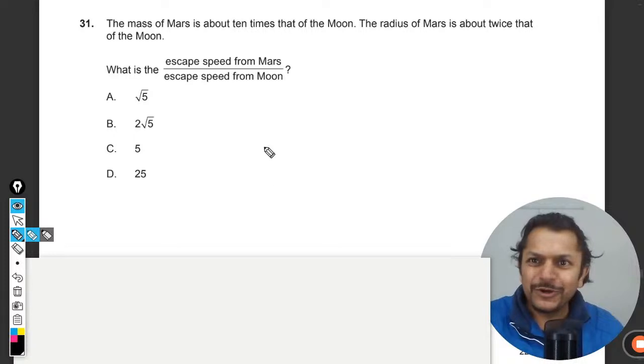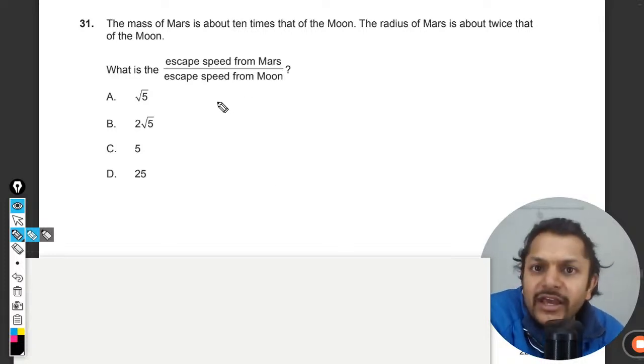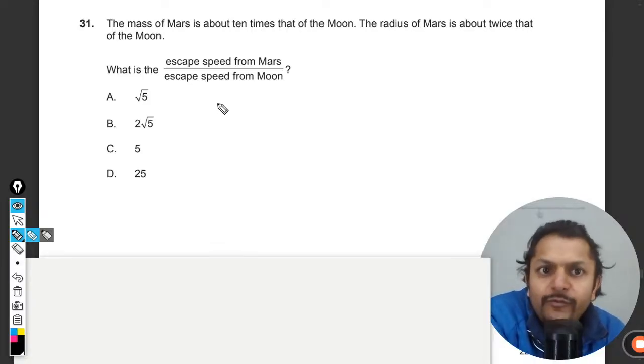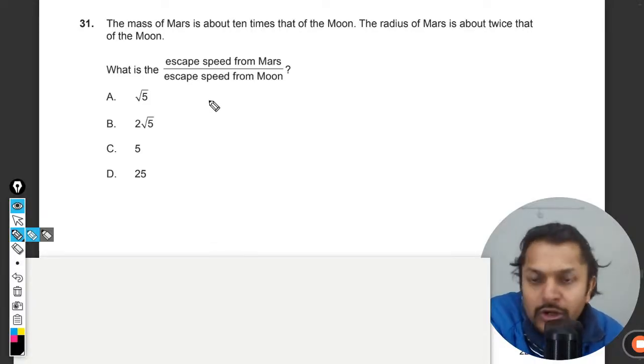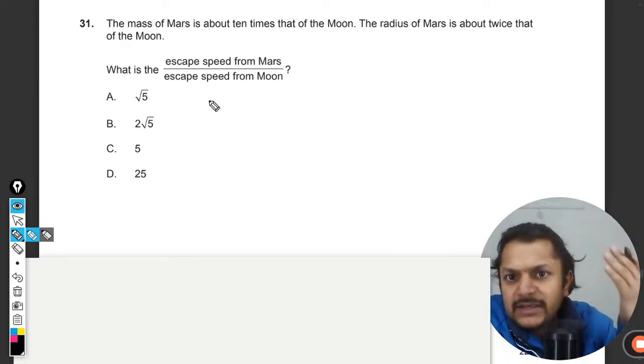Okay, dear students, let us see what is there in this question. The mass of Mars is about 10 times that of the Moon. The radius of Mars is about twice that of the Moon. What is the escape speed from Mars divided by the escape speed from the Moon?